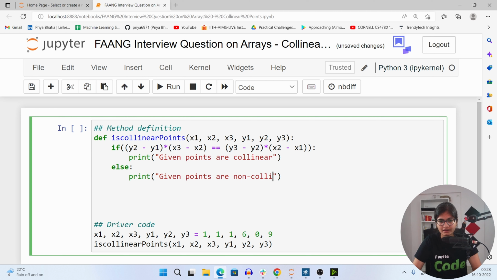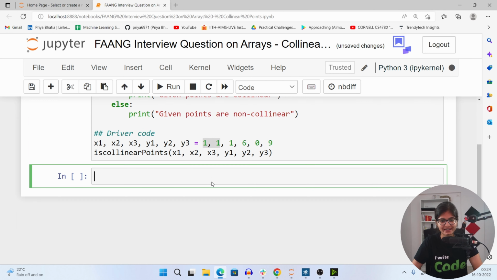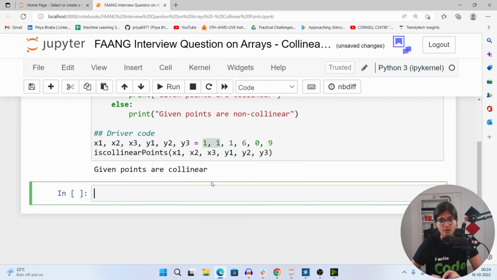Correct? Now if you observe, what is the value of y2 minus y1 into x3 minus x2? So x3 minus x2 is equal to 0, so this is 0. What is the value of y3 minus y2, which is 9, into x2 minus x1? That is again 0. So 0 is equal to 0. It indicates that the points are collinear, so your answer should be that given points are collinear. Let's see whether we are getting this or not. Yes, we are getting this only.